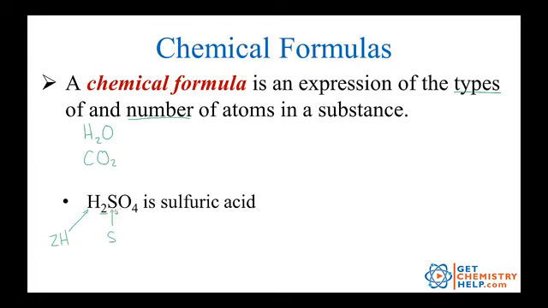Now notice there isn't a subscript here. So if there isn't a subscript, we just assume that means there's only one. O, that's the symbol for oxygen, and the subscript is 4. So there must be 4 oxygens. So sulfuric acid is composed of 2 hydrogen atoms, 1 sulfur atom, and 4 oxygen atoms. Well, how about water? Water must be 2 hydrogens and 1 oxygen. Carbon dioxide must be 1 carbon and 2 oxygens.